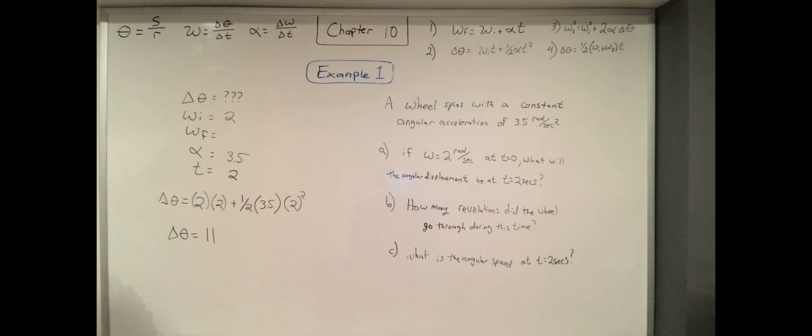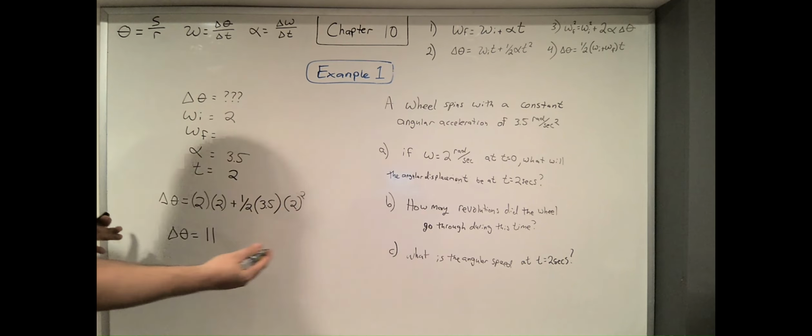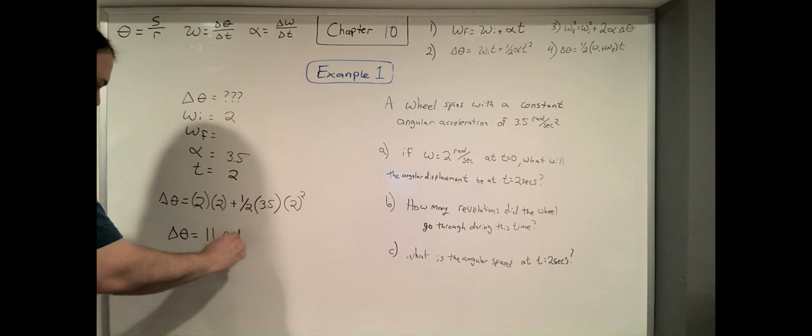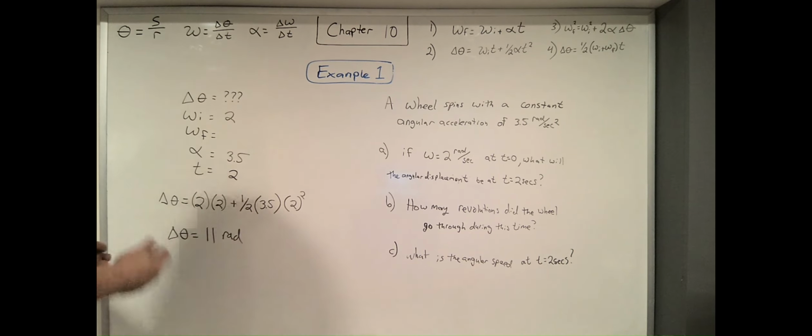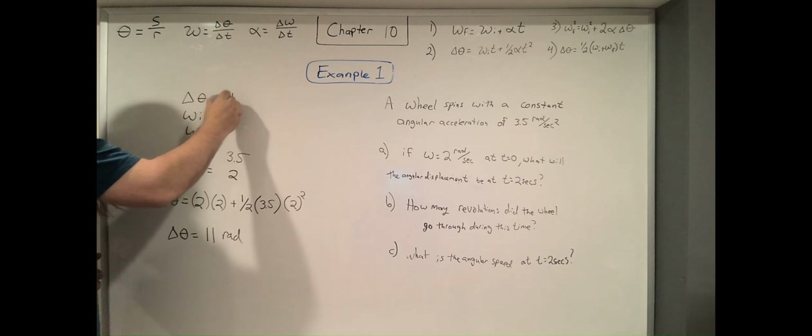Now you might be wondering, what are the units? I thought we were dealing with angles and stuff. So the units are in radians. Everything else is in radians, those are all in radians per second. Radians are just like degrees, it's just a different form. Okay? So that gives us 11 radians. I'm going to put 11 radians up here.